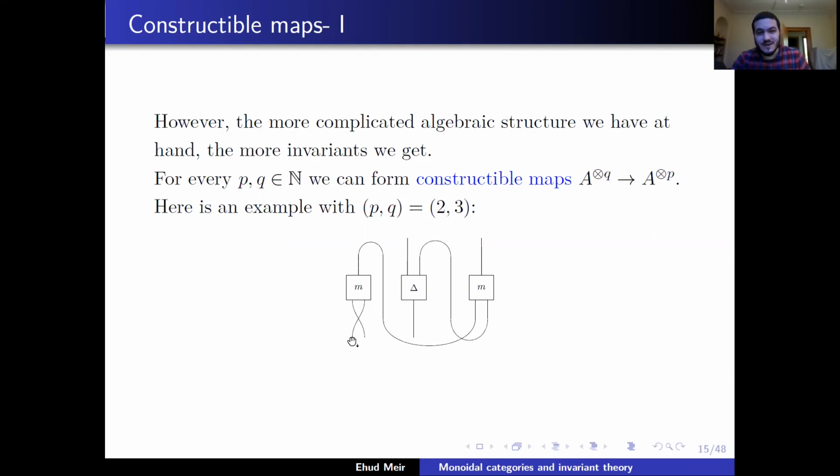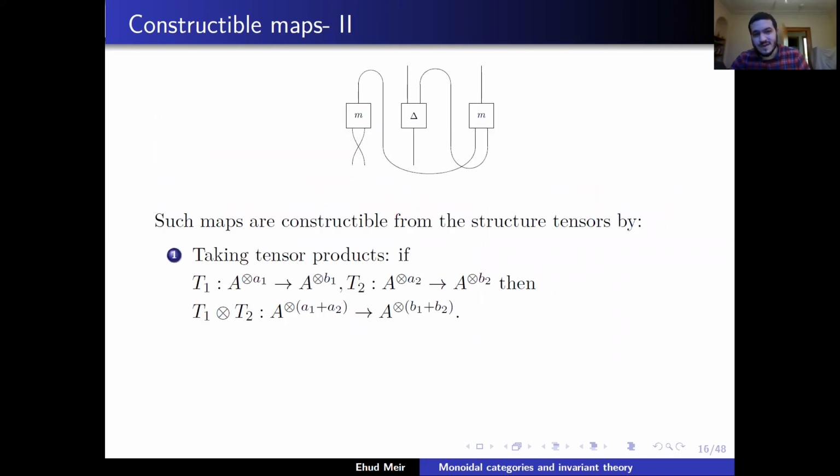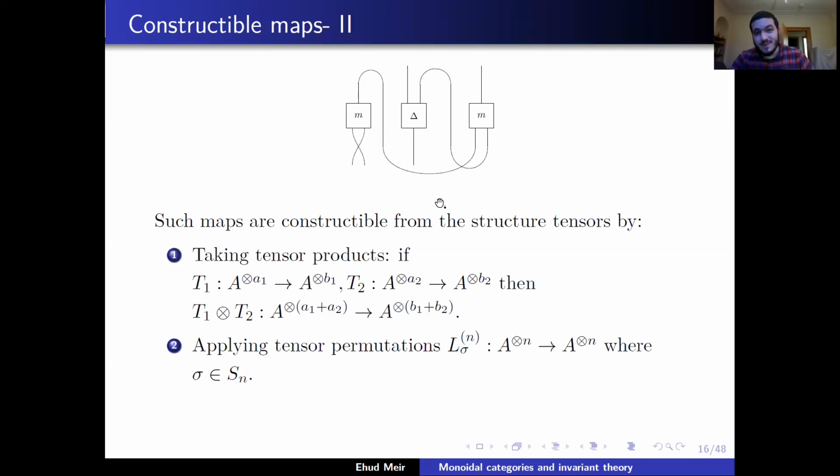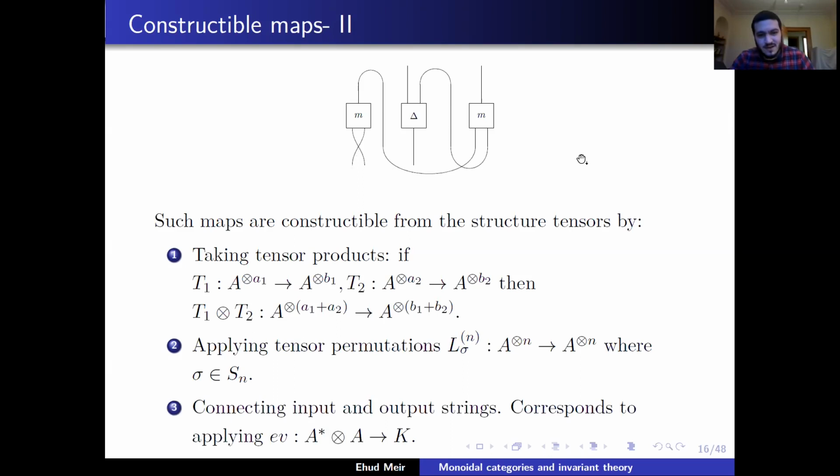So here you see that we flip the two entries of M, then the output of this M goes as the input of this M, the output of this delta goes as the second input of this M, and so on. So in other words, what do we mean by constructible maps? We mean that they are constructible from the tensors M and delta by first taking tensor product, which just corresponds to putting things one next to another. We can apply tensor permutations like we have done here, with the two legs of M. And we can connect input and output strings, and this corresponds to applying the evaluation that was mentioned before.